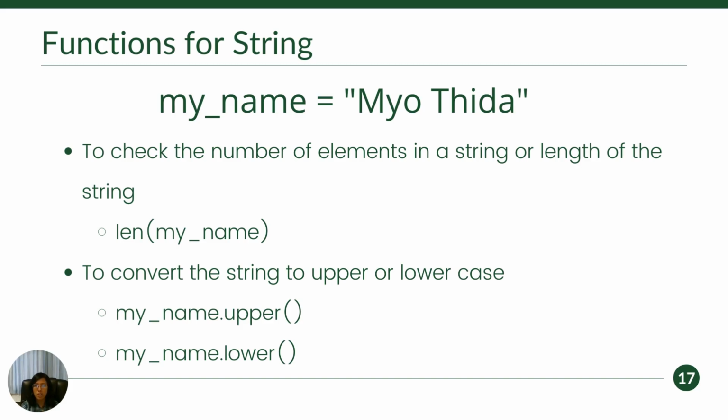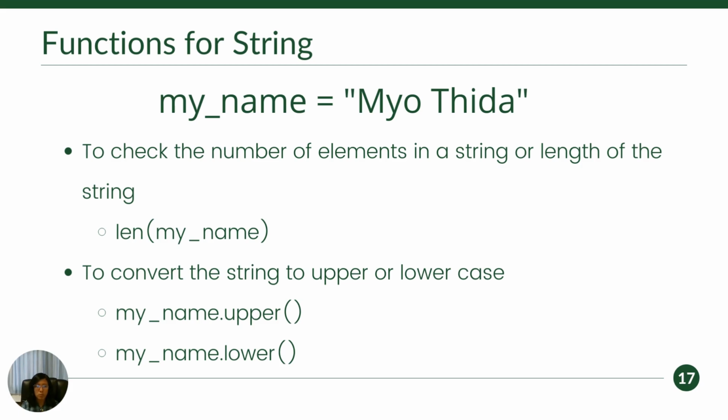To check the number of elements in the string, in other words, to know the length of the string, you just use a method called len. I don't need to count one by one, right? Or if you want to convert all the characters into upper or lowercase, you will use the dot upper method, or the dot lower method, right?